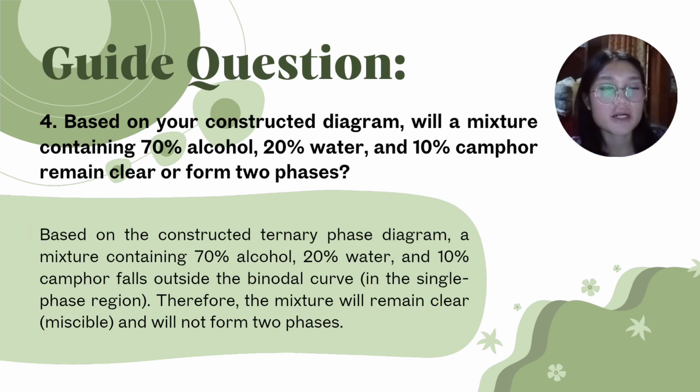For our guide question number 4, based on your constructed diagram, will a mixture containing 70% alcohol, 20% water, and 10% camphor remain clear or form two phases? Based on our constructed ternary phase diagram, a mixture containing 70% alcohol, 20% water, and 10% camphor falls outside the binodal curve, or in the single phase region. Therefore, the mixture will remain clear or miscible and will not form two phases.